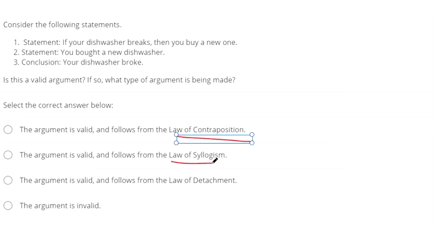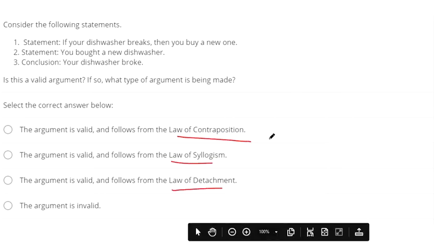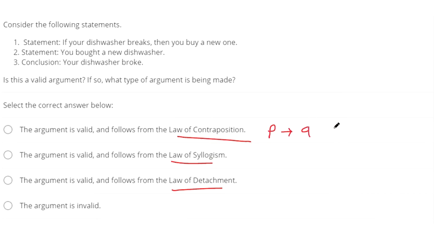Okay, so these three laws. The law of contraposition is when you do something like this: if P implies Q, then it's equivalent to say not Q implies not P. The law of syllogism is if P implies Q and Q implies R, then P implies R. That's similar to one of Euclid's principles, that if A equals B and B equals C, then A equals C.